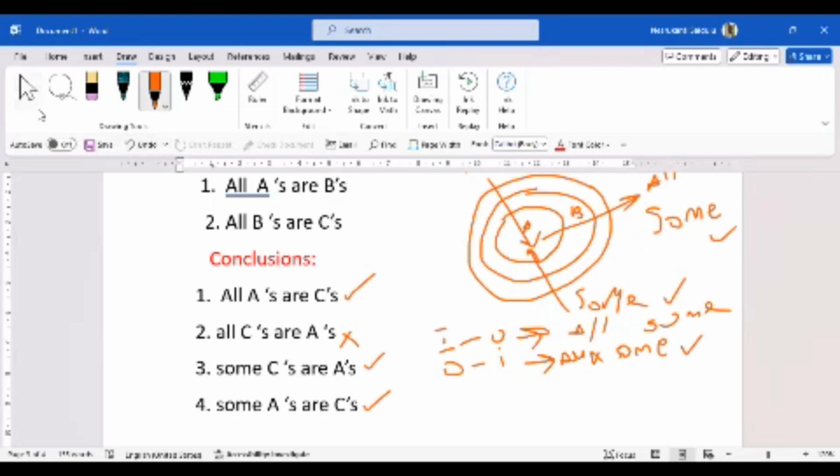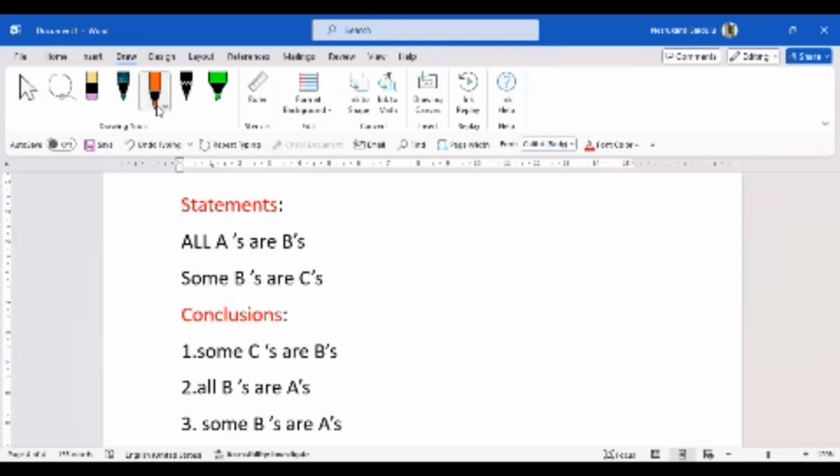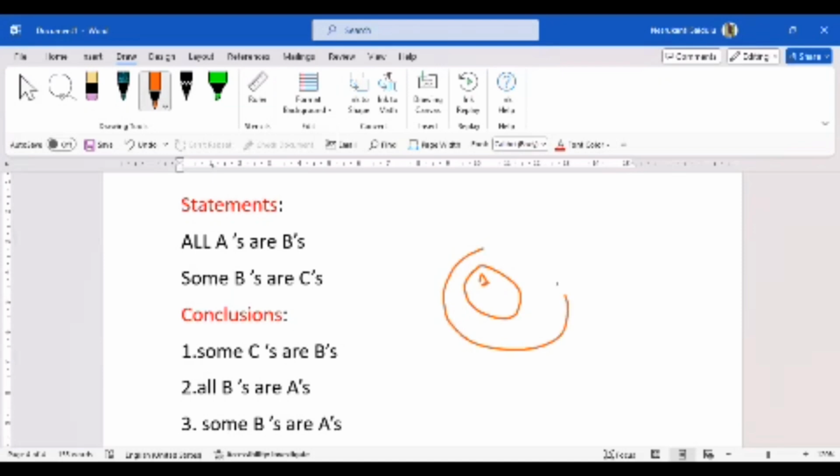The next one. What is the next statement? All A's are B's. Some B's are C's. All A's are B's means this one is A and this one is B. And some B's are C's means there is an intersection between the B and C. The diagram is like this.